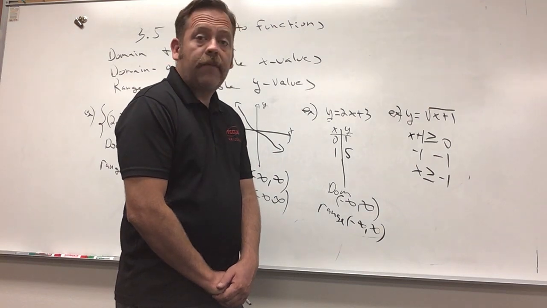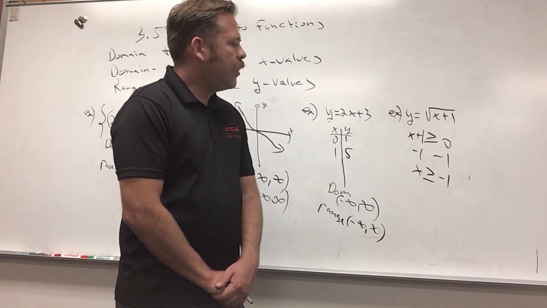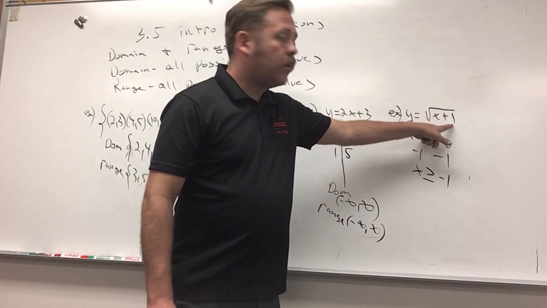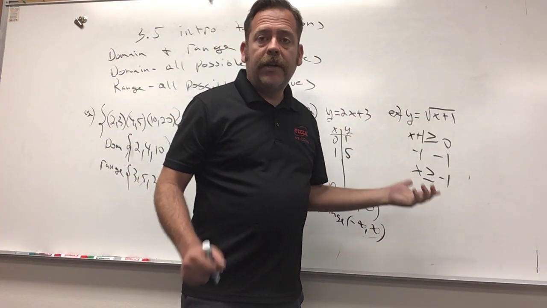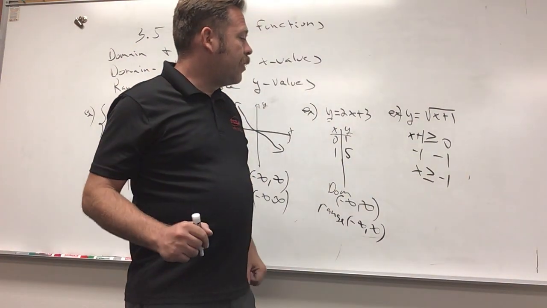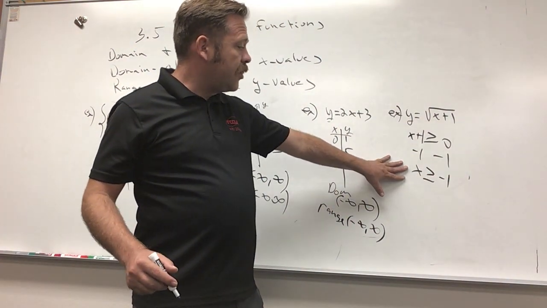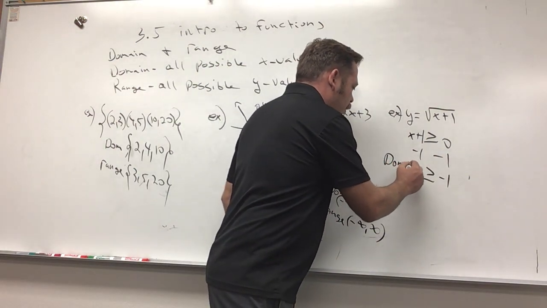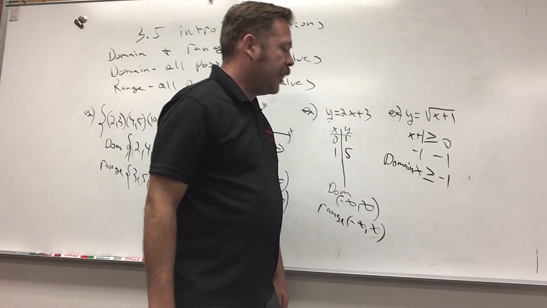So could x be -1? Yeah. Could it be 0? 0 plus 1 is 1. The square root of 1 is something we can do. Yeah. Anything greater than or equal to -1. So that's one way of listing the domain. The domain is x is greater than or equal to -1.